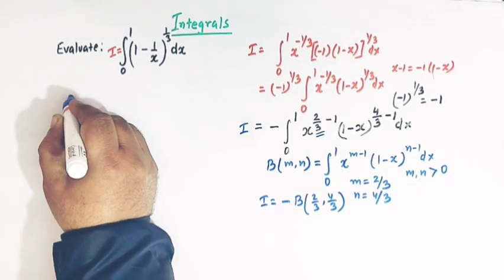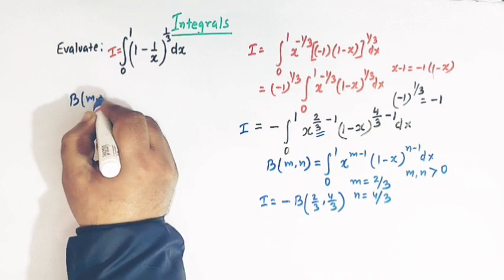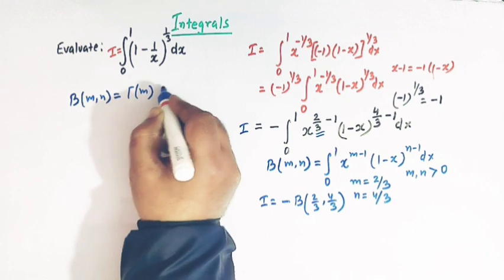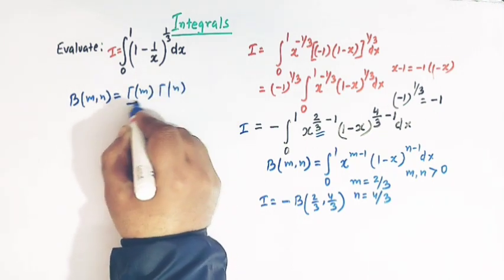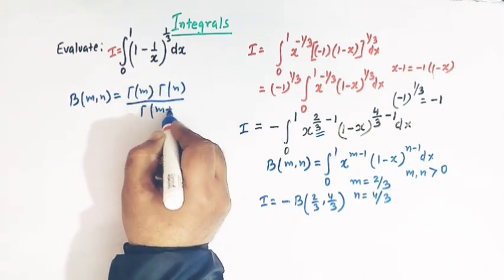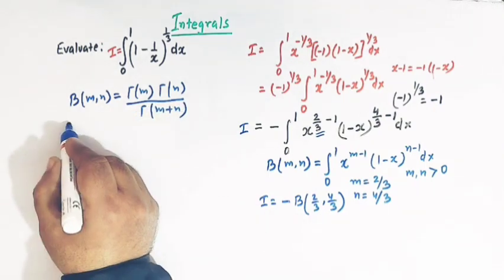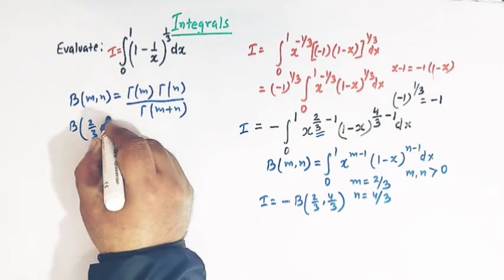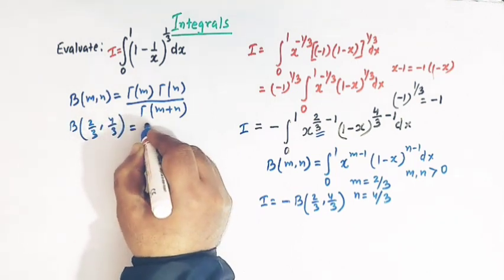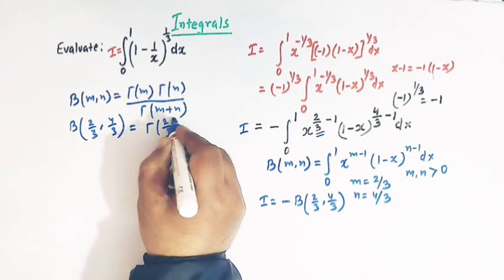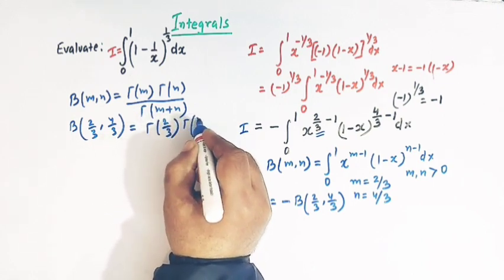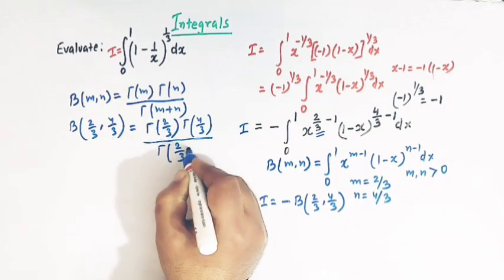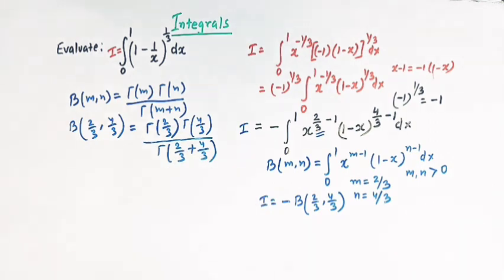So now we know the relation between beta function and gamma function as beta m comma n is equal to gamma m multiplied by gamma n divided by gamma of m plus n, right? So here beta 2 by 3 comma 4 over 3 is given by gamma of 2 by 3. Then we have gamma of 4 by 3 divided by gamma of 2 by 3 plus 4 by 3.